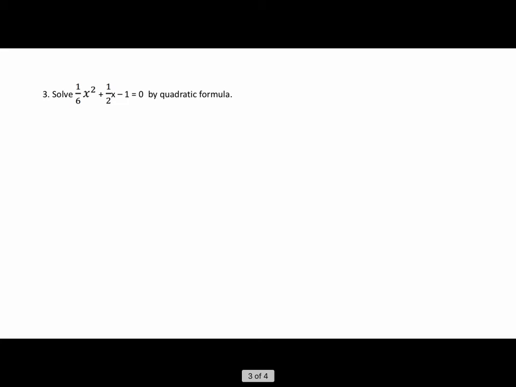Example 3, we want to solve this equation by the quadratic formula. So this is equal to 0, check. Except a is 1/6, b is 1/2. Yuck. I do not want to work with fractions. Do I have to? No. This is an equation. I can do whatever I want, as long as I do the same operation to both sides. So I want to clear the fraction. I don't want to work with fractions. So let me clear it up.